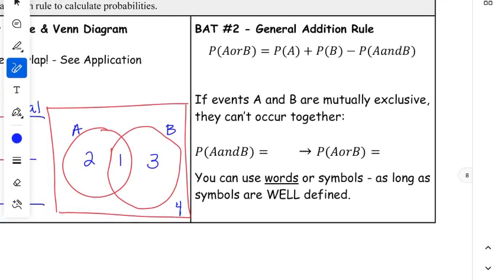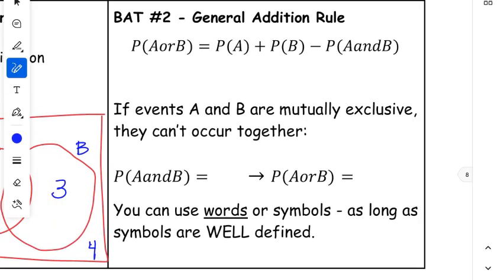Alright, the general addition rule. Probability of A or B is found by doing probability of A plus probability of B minus the probability of A and B, because this would be the both. So you want to make sure you don't double count anything. But if the events are mutually exclusive, then you could just add them without taking anything away. So probability of A and B is 0. Then the probability of A or B is just found by adding those two.